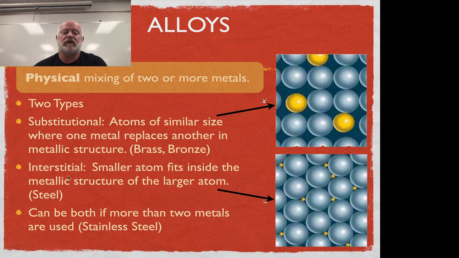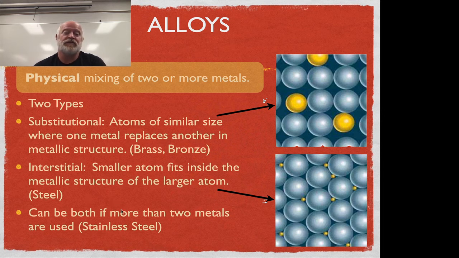Now, interstitial alloys are ones where you have one atom small enough to fit in between the other atoms. So here we have steel, or carbon steel. We're actually using carbon, and carbon is fitting in between the iron atoms here. And as a result, you get your normal iron and then all this extra structure that fits inside of that. Okay, that extra structure creates a very different product. Steel is a good example of that.